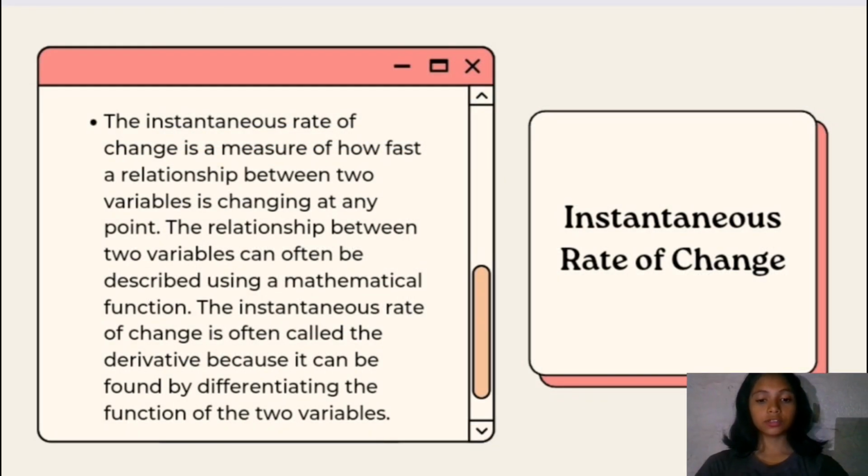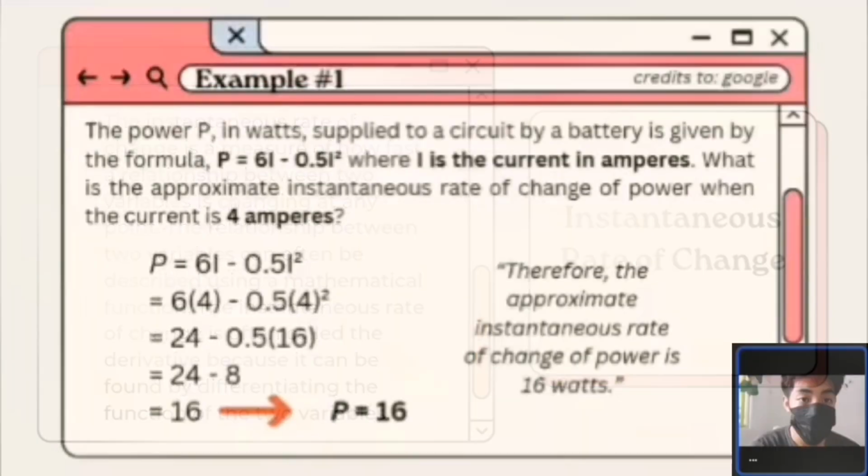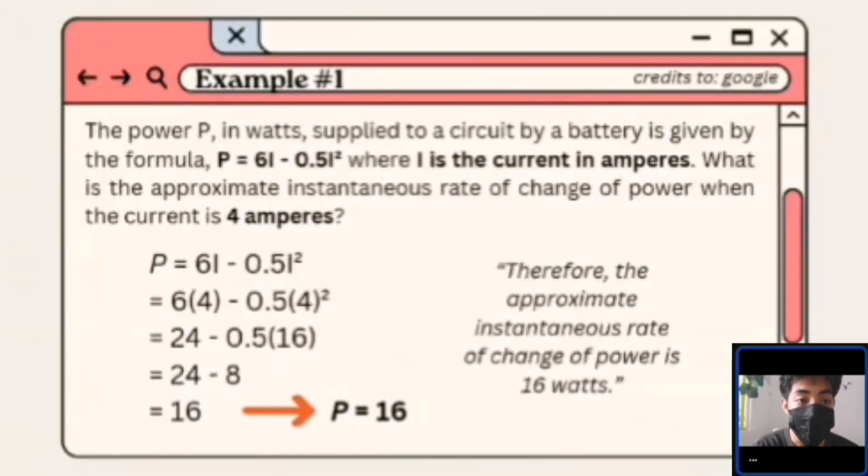The instantaneous rate of change is a measure of how fast a relationship between two variables is changing at any point. The relationship between two variables can often be described using a mathematical function. The instantaneous rate of change is often called the derivative because it can be found by differentiating the function of the two variables.